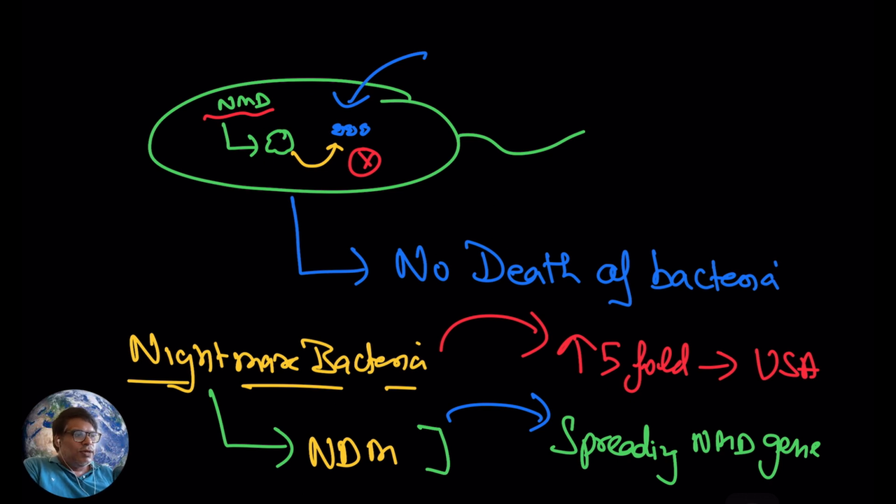Remember, these bacteria also communicate. We are discovering and inventing antibiotics, and these bacteria are also learning how to survive in difficult situations. They are passing the message, they carry the genes, which they share with other bacteria. This way there is a spread of NDM genes in bacteria, and this is going to give rise to an increase in the number of nightmare bacteria.